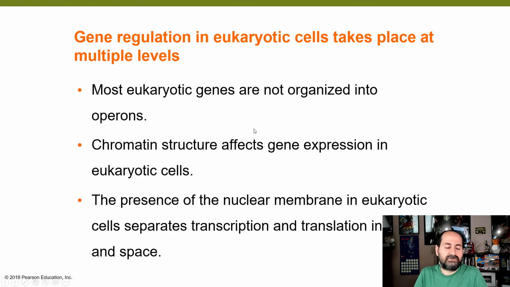Now, how are those different than eukaryotic genes? By the way, everything we've discussed so far in Chapter 6 is in relation to prokaryotic gene expression. This is how prokaryotic genes, such as the genes in E. coli, are regulated, right? But how about eukaryotic gene regulation? How is that different? Well, eukaryotic genes are not organized into operons, so you have one promoter per gene. Chromatin structure can affect gene expression in eukaryotic cells.